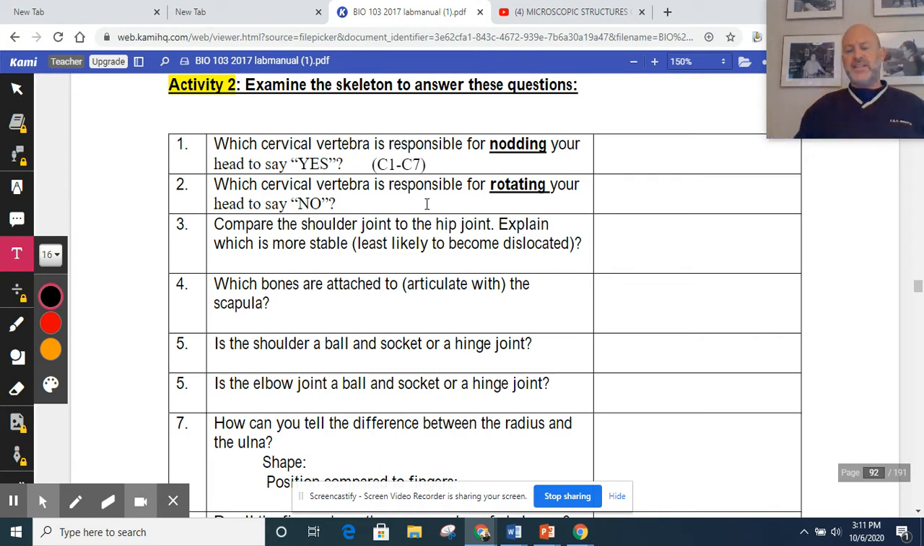And then the thoracic vertebrae, the next ones, there's 12 of them. They're just numbered T1 through T12, and the lumbar L1 through L5. All right.